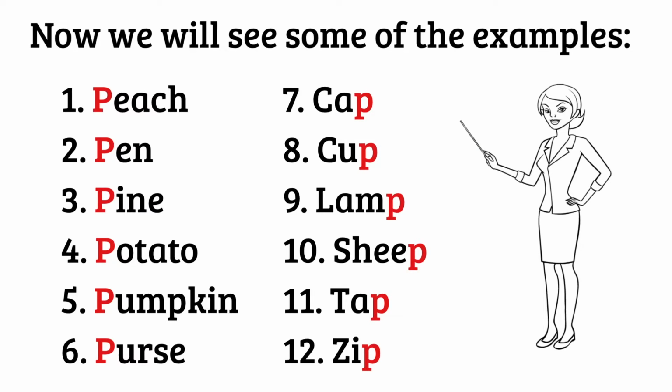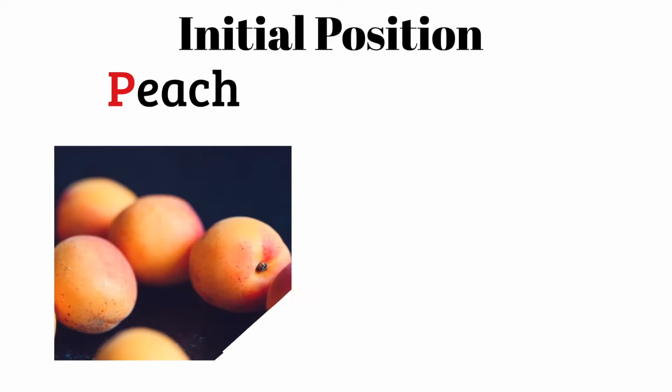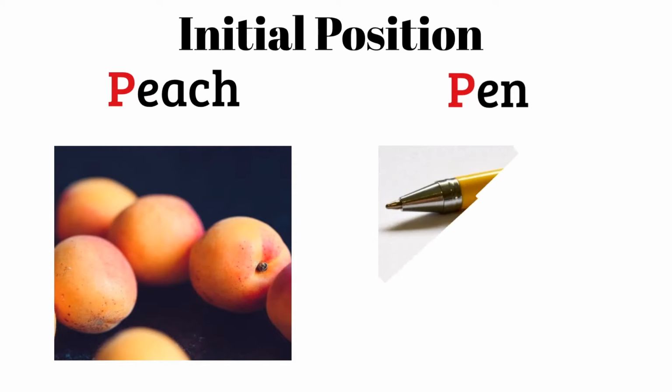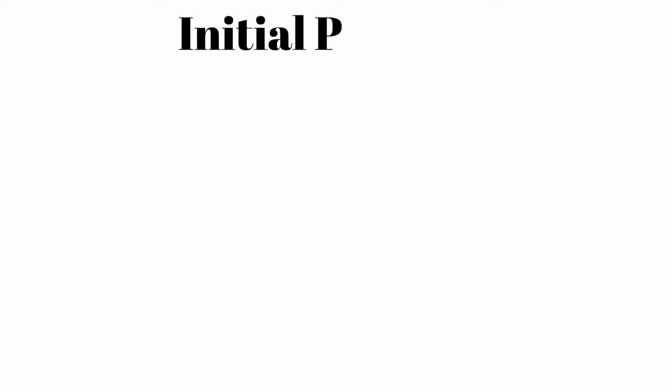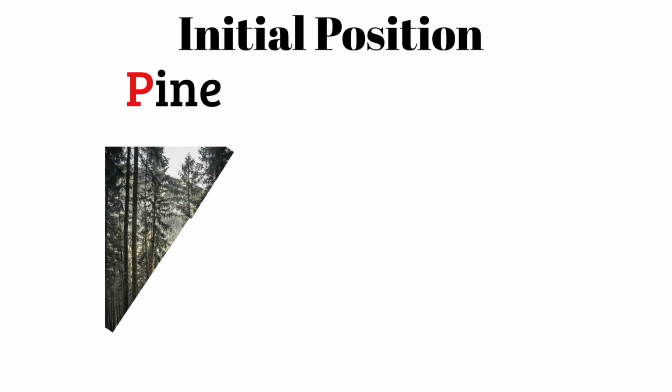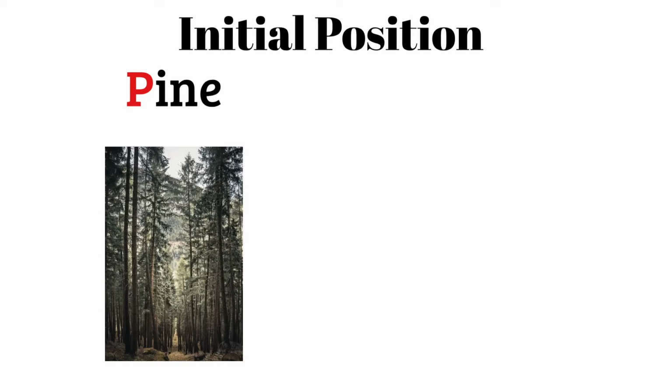Now we will see the initial position. P says P as in peach. P, peach. P says P as in pen. P, pen. P says P as in pine. P, pine. P says P as in potato.